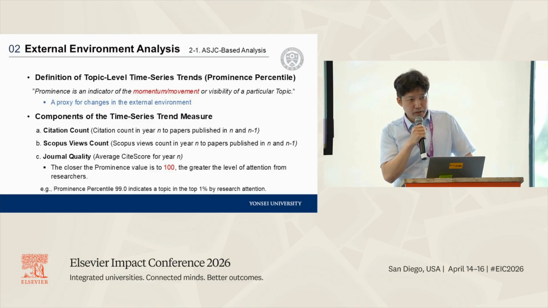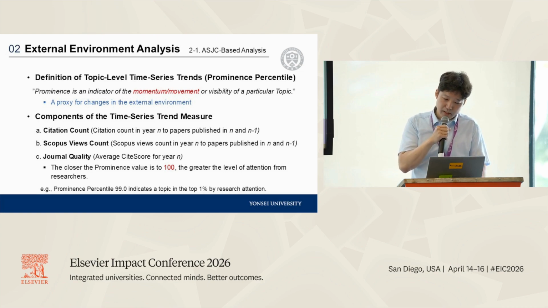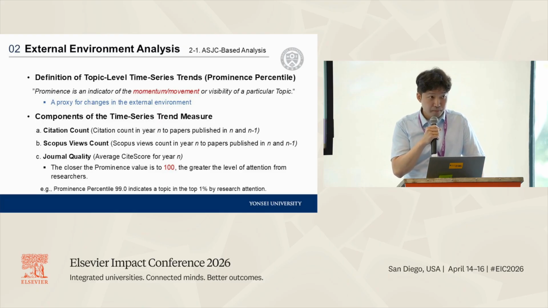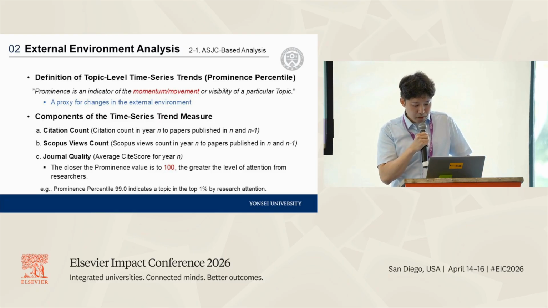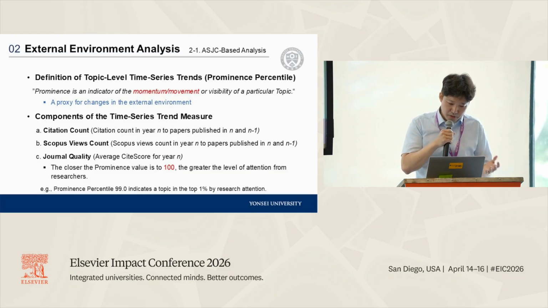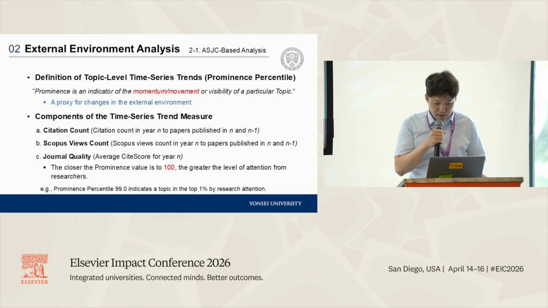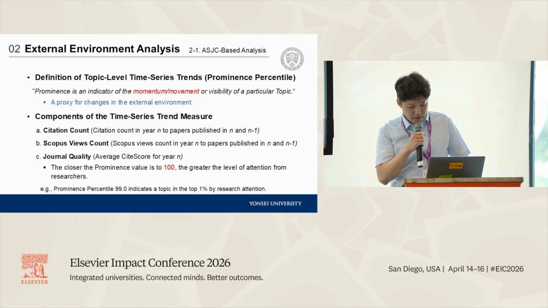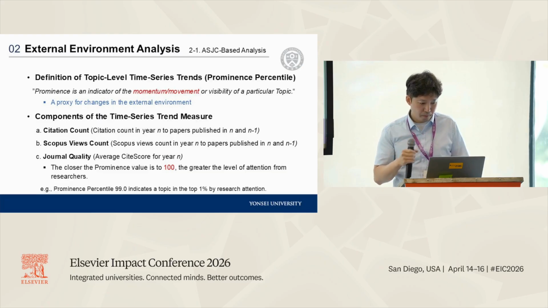So the prominence percentile is calculated on a 100-point scale, combining 3 core elements: citation count, Scopus views count, and journal quality. The closer the prominence value is to 100, the greater the level of attention from researchers. For instance, a prominence percentile of 99 indicates a topic in the top 1% by research attention.